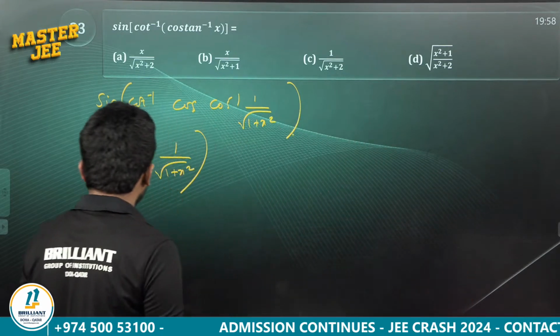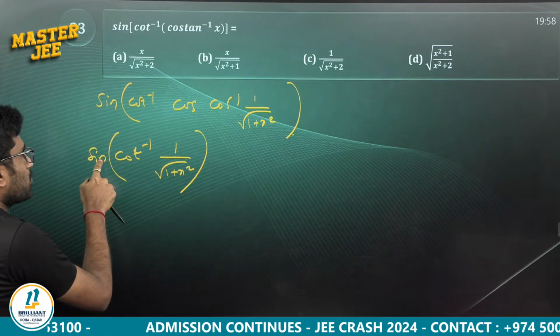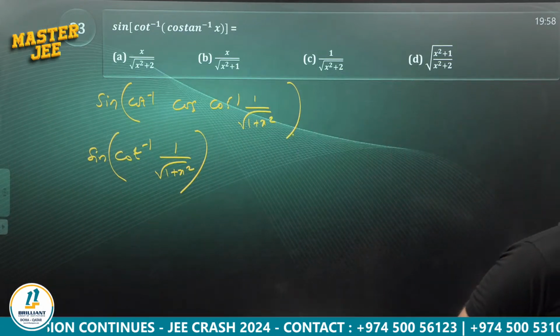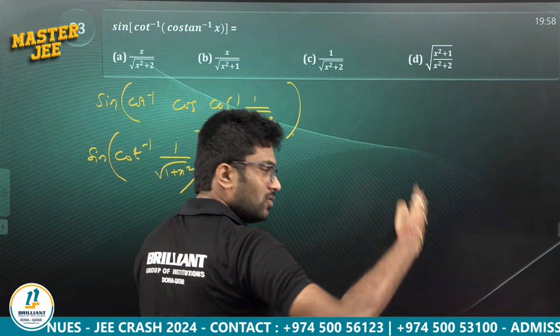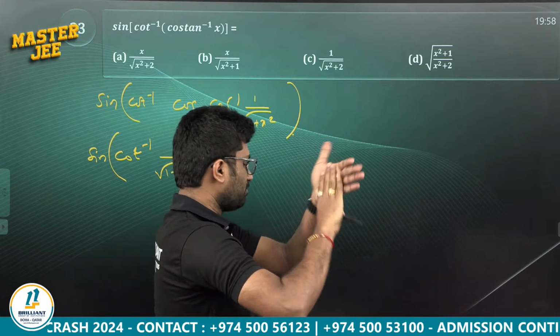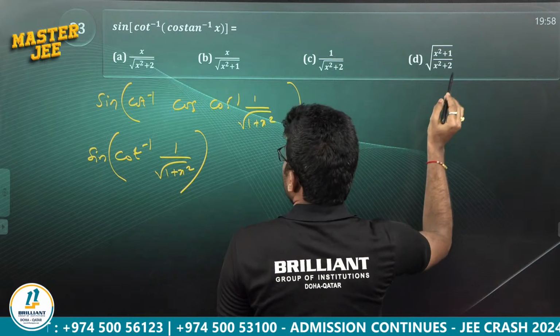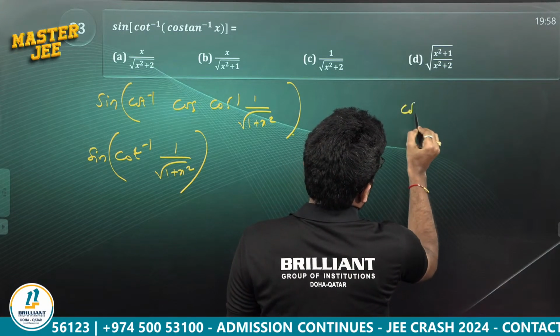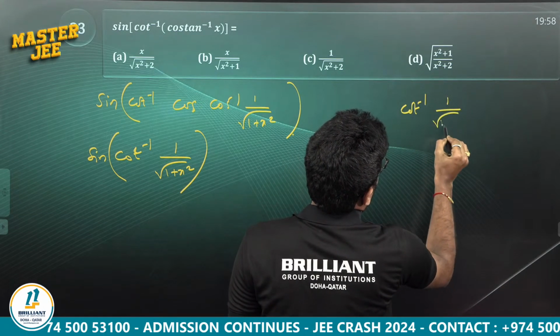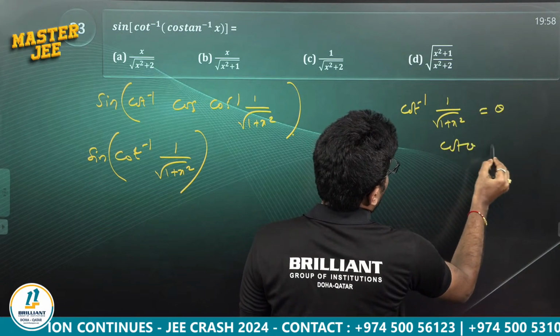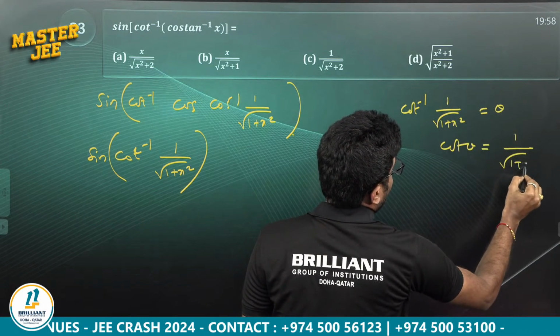Now we'll see this. What about this? Cot inverse has to be expressed in terms of sine. Great Ashmita, very good, super answer, extraordinary. Yes, cot inverse has to be expressed as follows. Suppose cot inverse of 1 by under root 1 plus x square is equal to some theta, then cot theta will be equal to under root 1 by 1 plus x square.